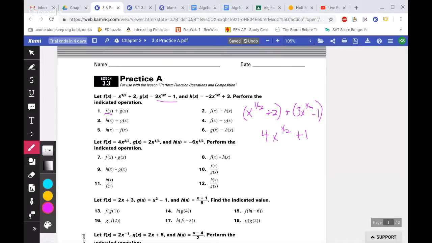Oh, so you just combine like terms. Yes, sir. Okay. That's all. All right. Not too bad.